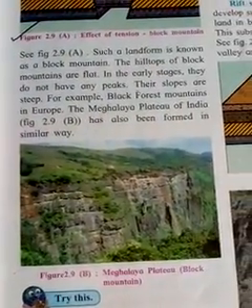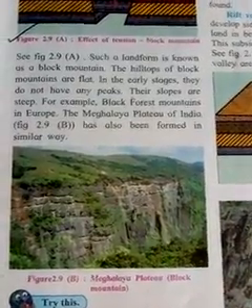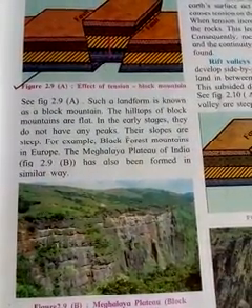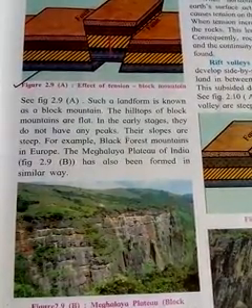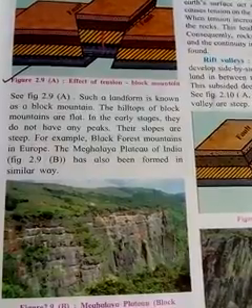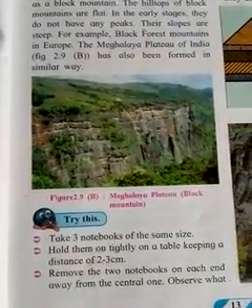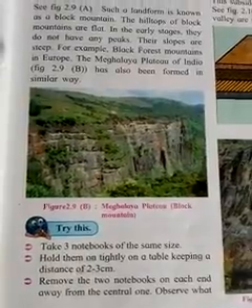Which are the examples of fold mountains? The Himalaya, the Aravalli, the Rockies, the Andes, and the Alps. What are the examples of block mountains? The Black Forest mountain in Europe, and the Meghalaya plateau in India. Here is one diagram of the Meghalaya plateau in India.